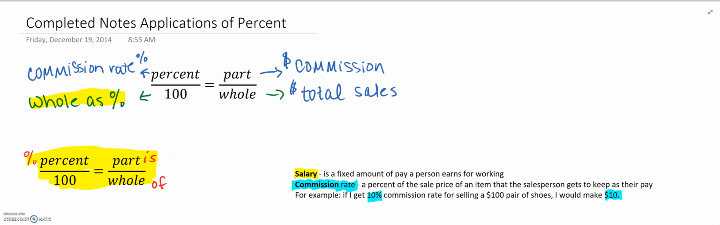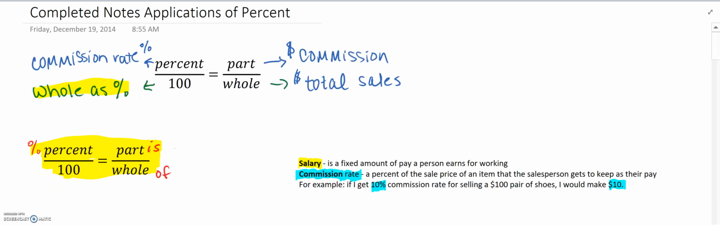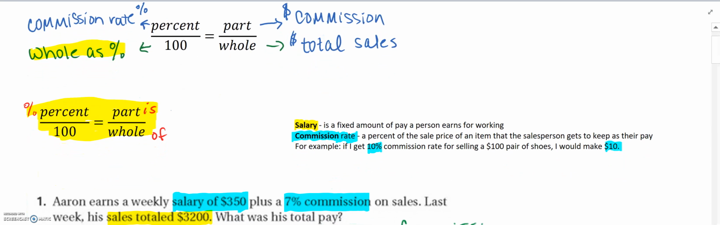Okay, so now let's look at some problems. In this first problem, Aaron earns a weekly salary of $350. So remember, salary is our fixed amount. Aaron's going to earn that $350 no matter how much he sells. Now, Aaron also gets a 7% commission, so that's the commission rate. Rate is always percent on the sales, on how much he sells. Last week, his sales totaled $3,200. What was his total pay?